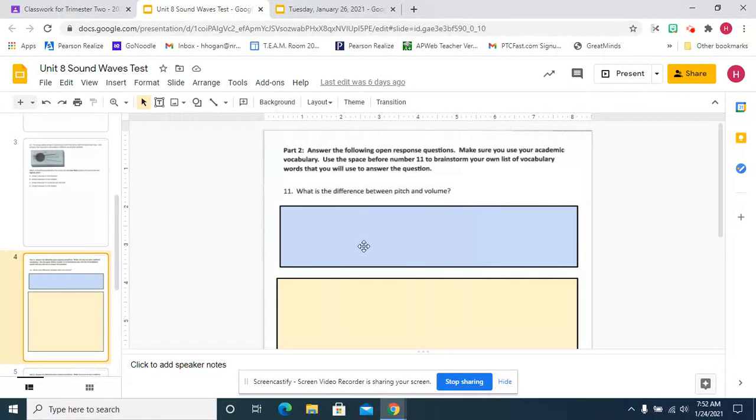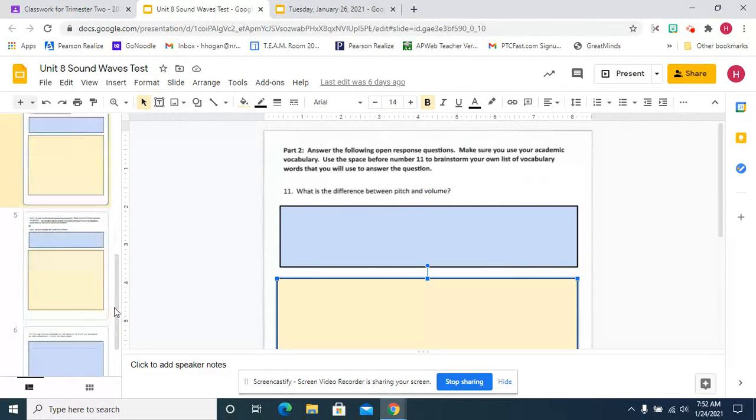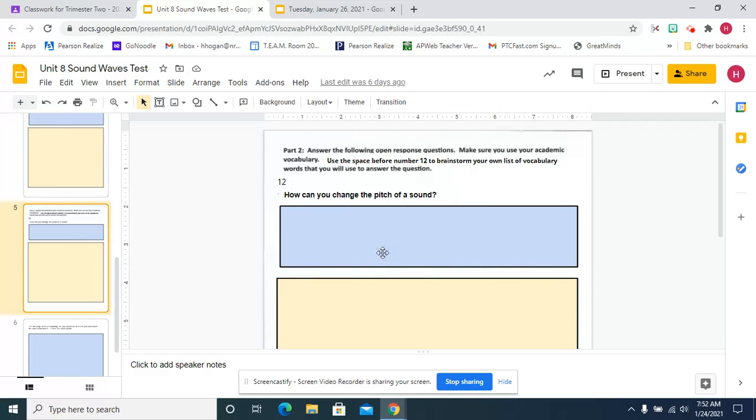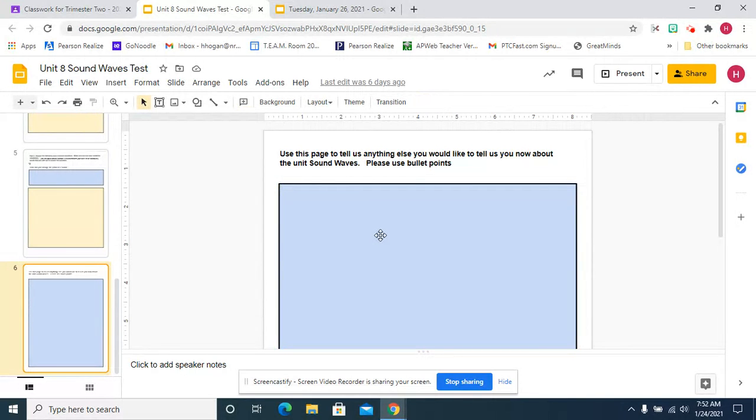And then, what is the difference between pitch and volume? This is for you to write words that you might use, like your brainstorming. What words should I include in my answer? And then type your answer down here. How can you change the pitch of a sound? You can brainstorm here, write some words that you want to list, and answer here. And then we gave you this page to tell us anything you would like to tell us about sound waves that was not on the test. And you can make bullet points to do that.